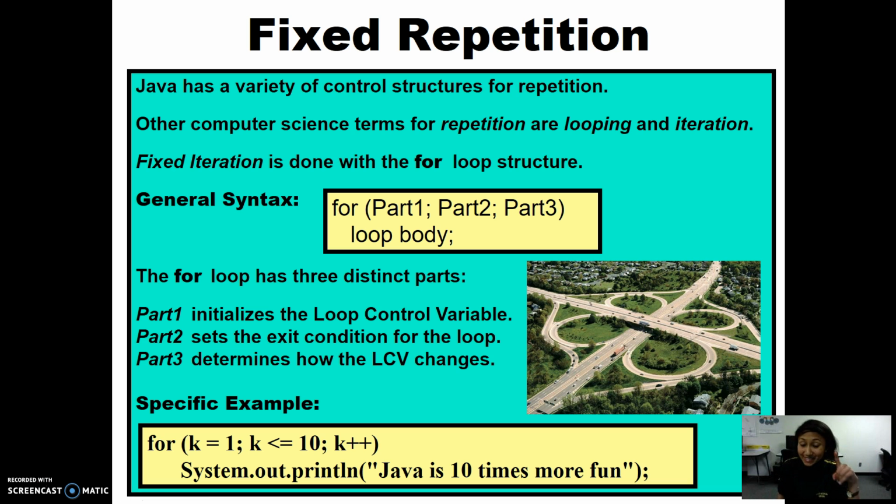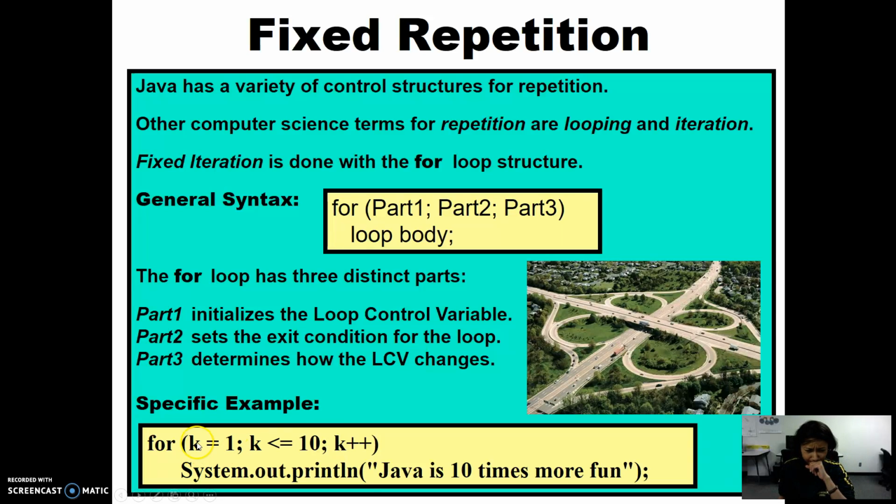Okay, so we're going to continue with what I was talking to you about, the fixed repetition. So in this, again, this is our for loop, and the general syntax involves the for statement followed by parentheses, and it has three parts. Part 1 initializes the loop control variable. Part 2 sets the exit condition for the loop, and part 3 determines how the loop control variable changes.